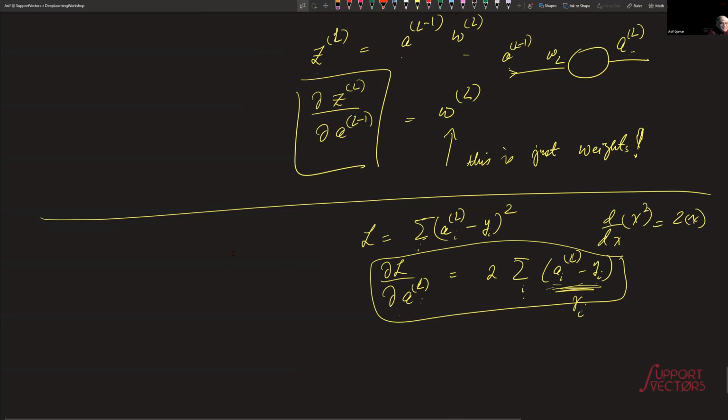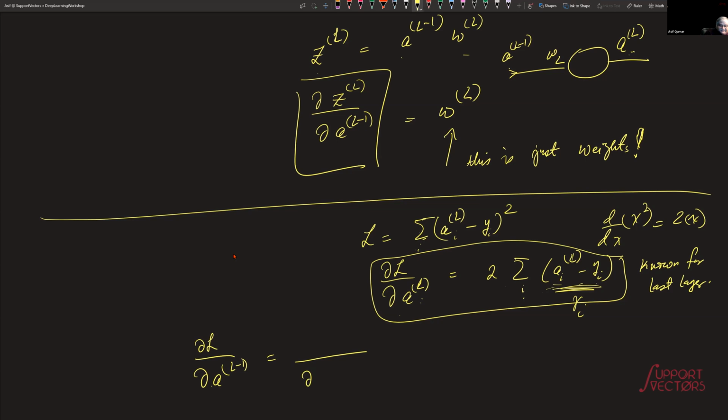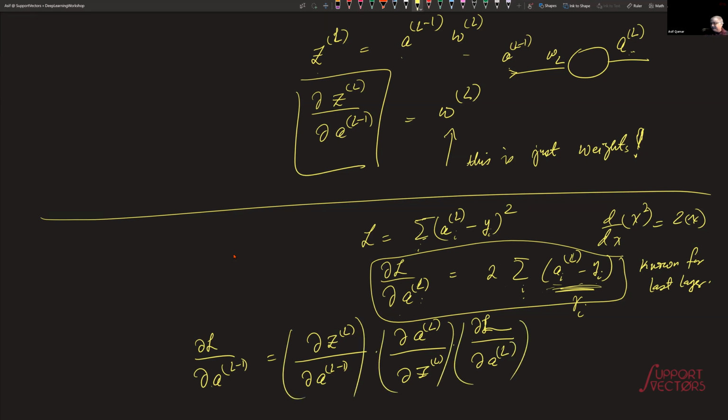So let's look at this. I already know this for the last layer. So what about the activation for the layer before that? A small change in activation in the layer before that will cause a small change in Z of the last layer. A small change of Z in the last layer will cause a small change of activation of the last layer. The small change of activation of the last layer will lead to a small change of the loss. So these were the 3 factors, and we just computed all 3.